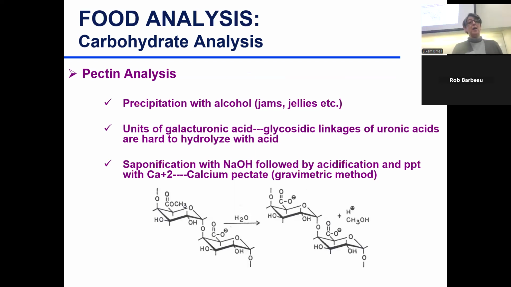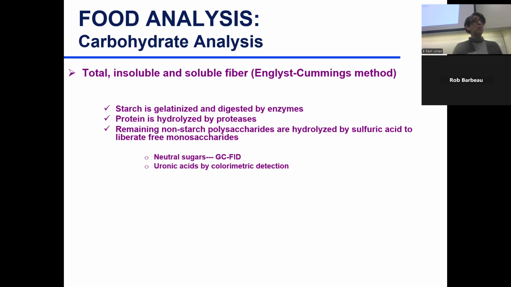The last bit I have is pectin analysis. Yes, Rachel. Uronic acid. No, it's only by colorimetric detection. We cannot use GC to detect uronic acid.